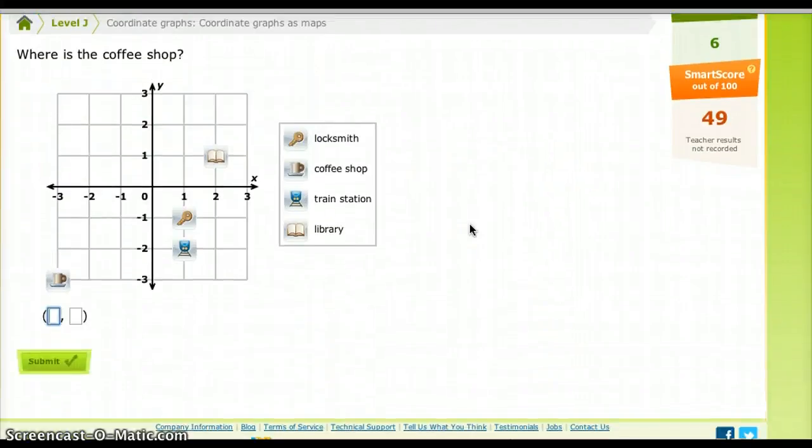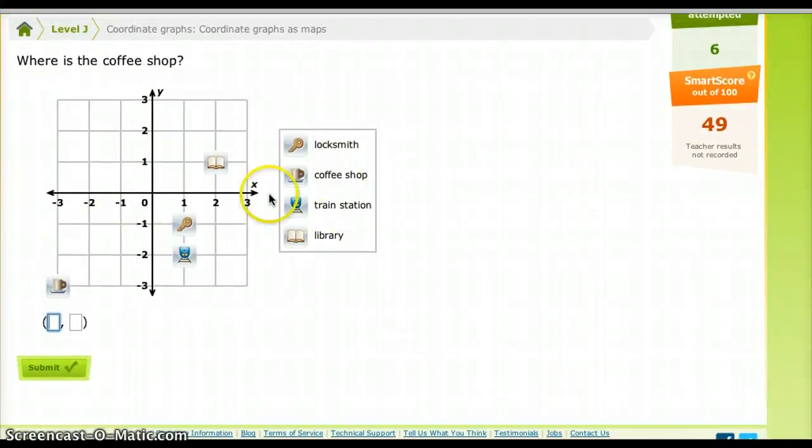Okay, where's your coffee shop? Here's the coffee shop. So this would be negative. You want to go left first. -1, -2, -3, and then down. 1, 2, 3. So -3, -3.